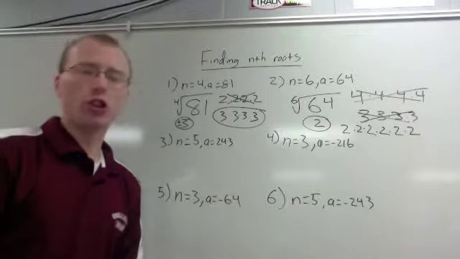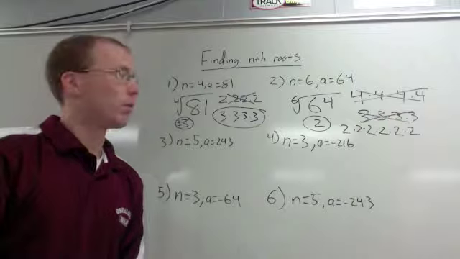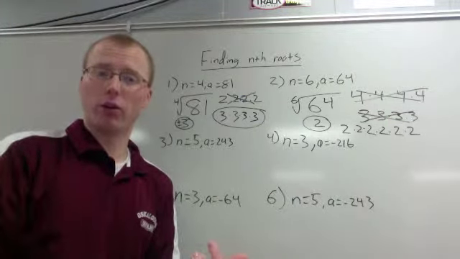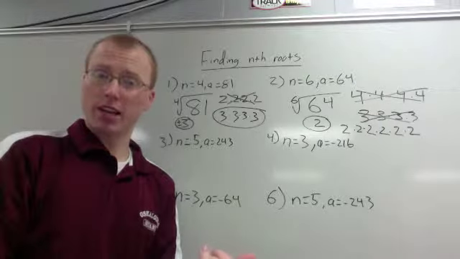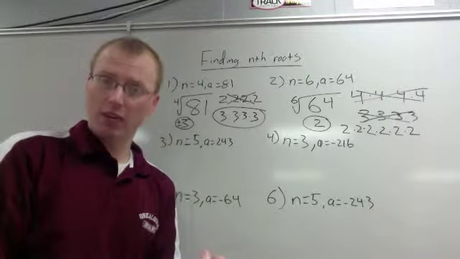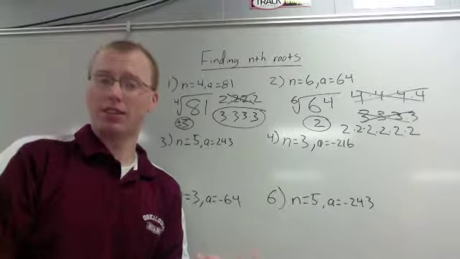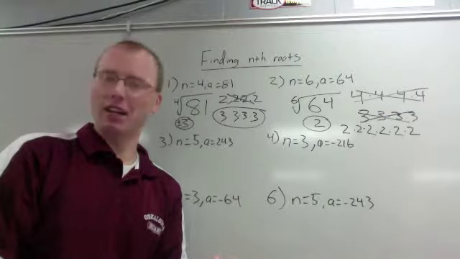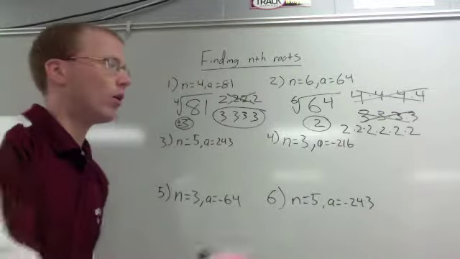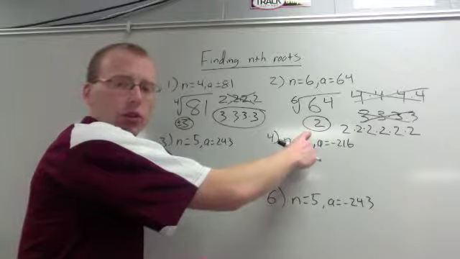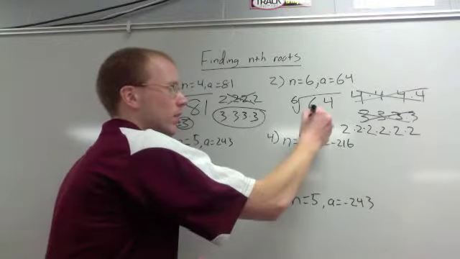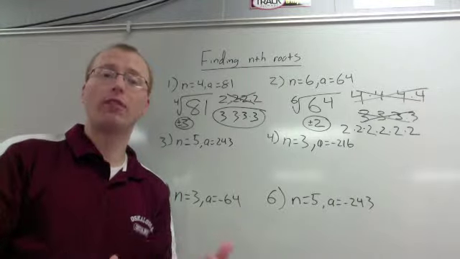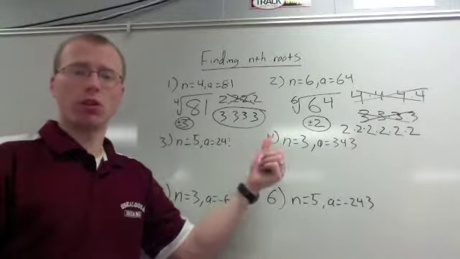We look at question 2. Does negative 2 also work? Negative 2 times negative 2 is 4. Times negative 2 is negative 8. Times negative 2 is positive 16. Times negative 2 is negative 32. Times negative 2 is 64. So, not only is positive 2 the 6th root of 64, negative 2 is also the 6th root of 64. So you have to keep that in mind. Concept in questions 1 and 2.